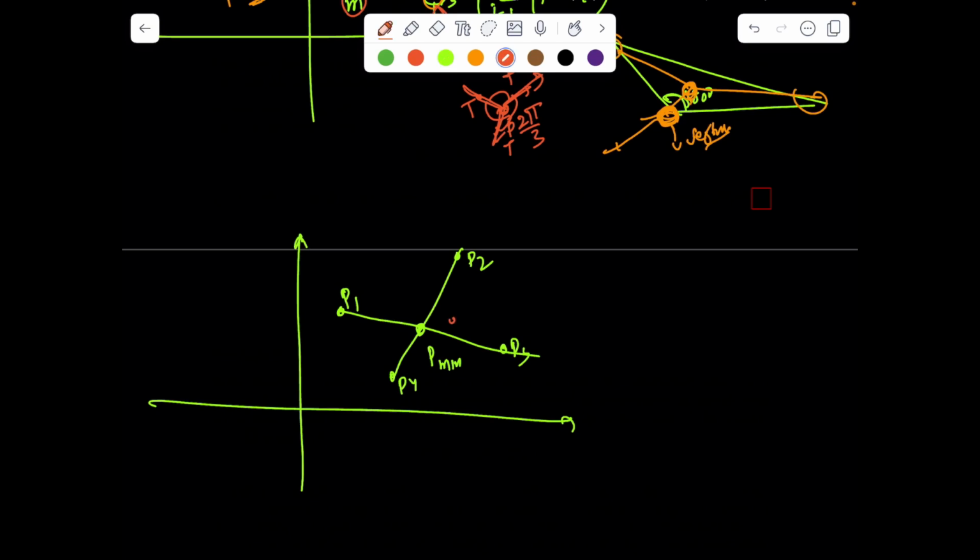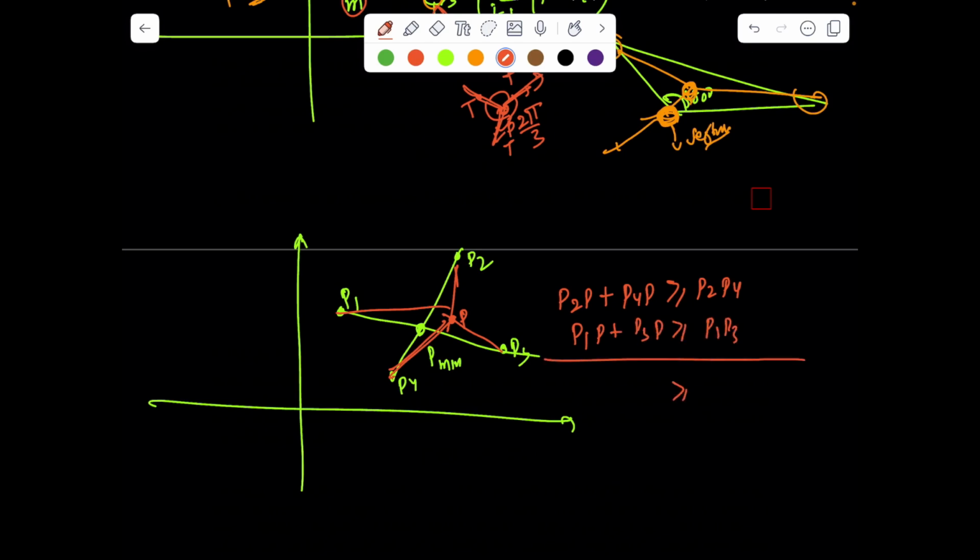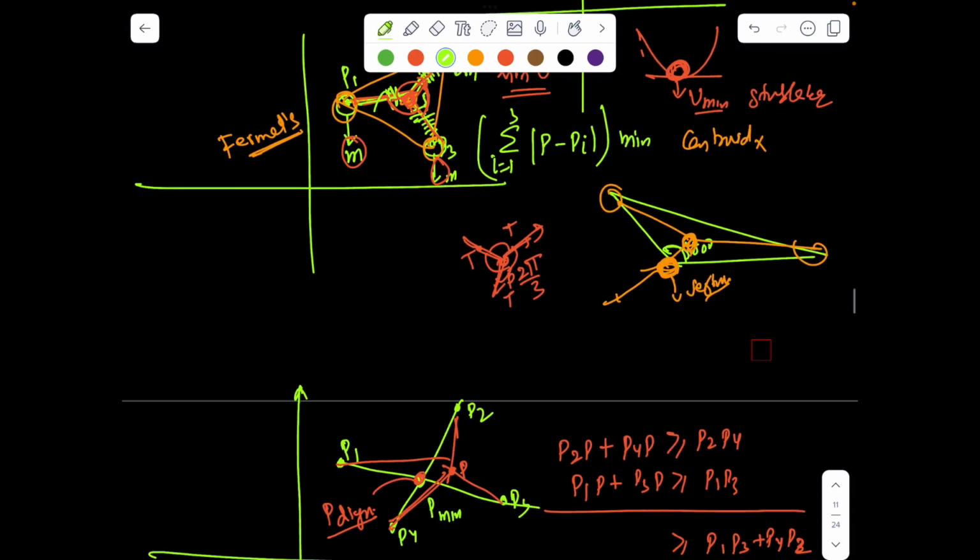And that's easy to prove because if you have any other point, clearly the sum of distances P2P plus P4P will be greater than or equal to P2P4. Similarly, P1P plus P3P is greater than or equal to P1P3. So if I add these equations, the minimum value is going to be P1P3 plus P2P4, and that will be achieved at the point of intersection of the diagonals. So the point where the diagonals intersect is the point that is going to be the minimum.